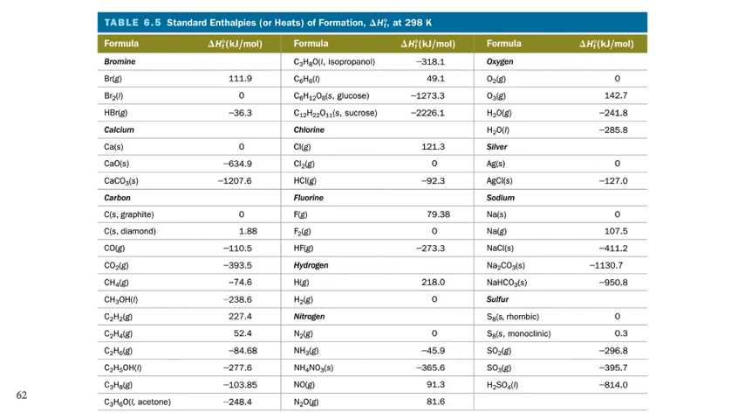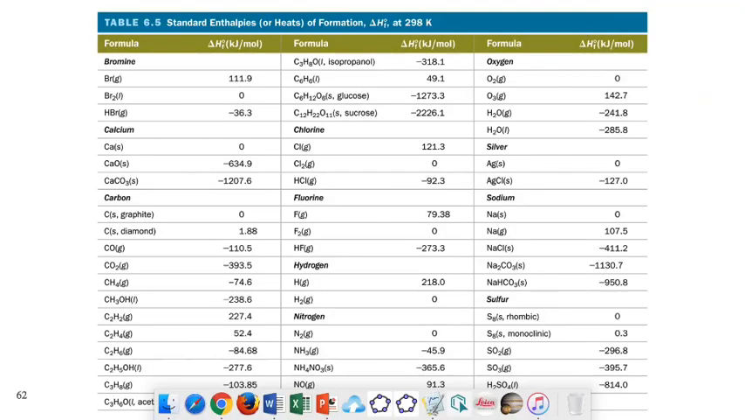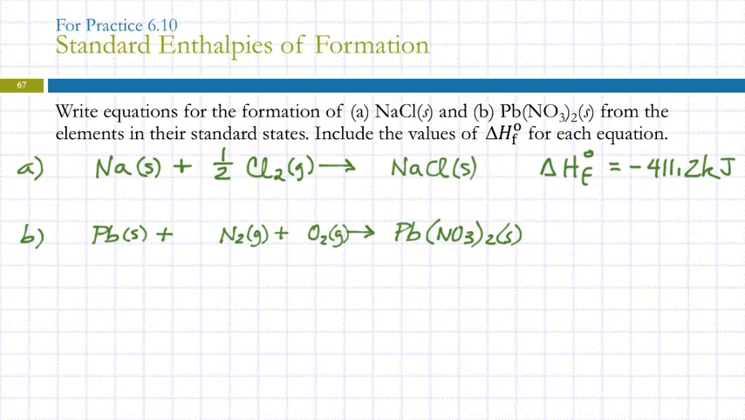Well, oh, that's not what I wanted to do. Well, we're going to have to look that up. I'm going to write delta HF0 over here, but we can't look it up on that table. There's another table. Let's balance this before we go on to that.